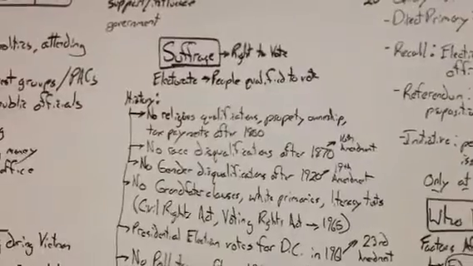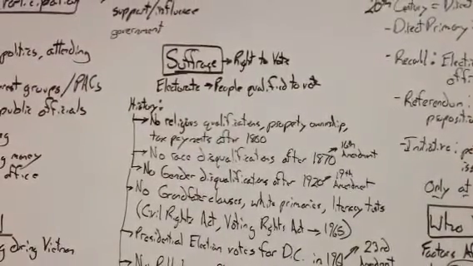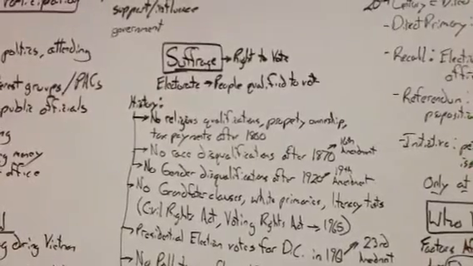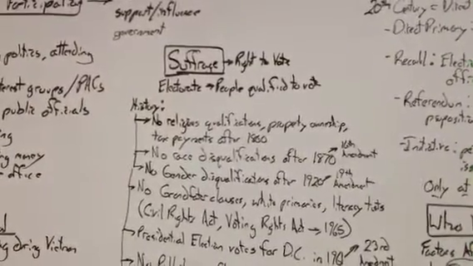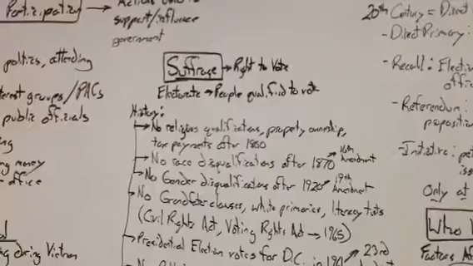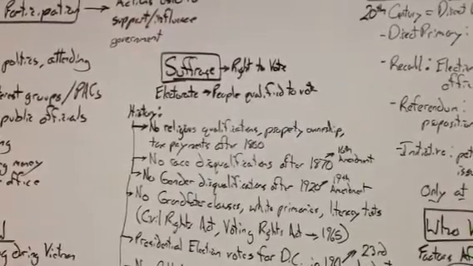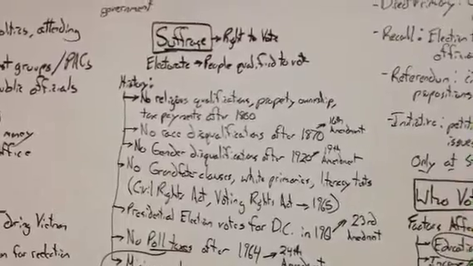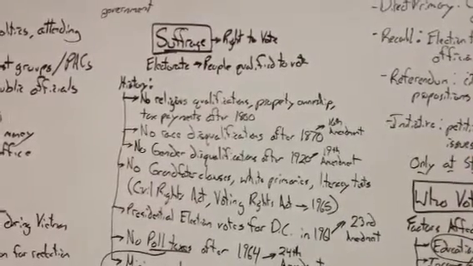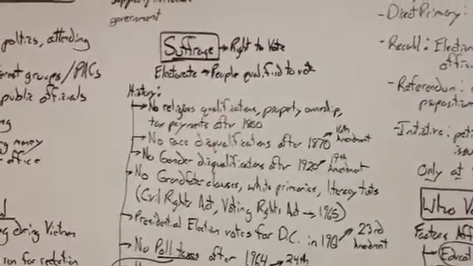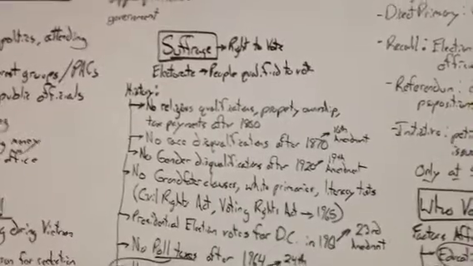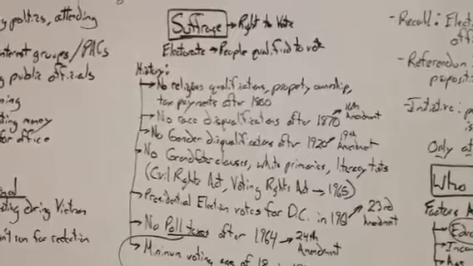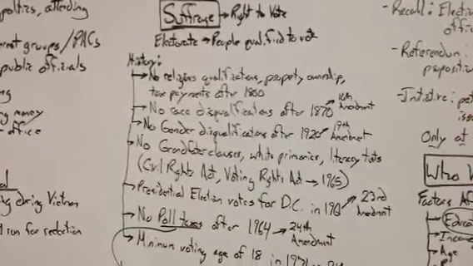Early on in 1800, one of the first changes was there were laws made to ban religious qualifications, property ownership, and tax payments. Those are all things you had to have in some states to be allowed to vote, and those were eliminated after 1800. After 1870, with the 15th Amendment, we see no more race disqualification. So after the Civil War, African Americans can no longer be disqualified from voting, though we're going to see that's a contentious issue. After 1920, there are no more gender disqualifications with the 19th Amendment, so women get the right to vote.